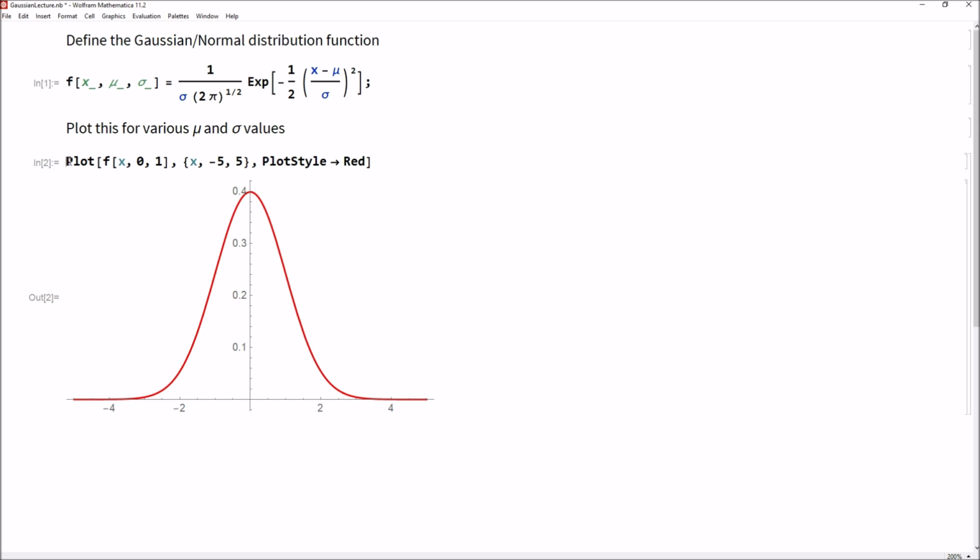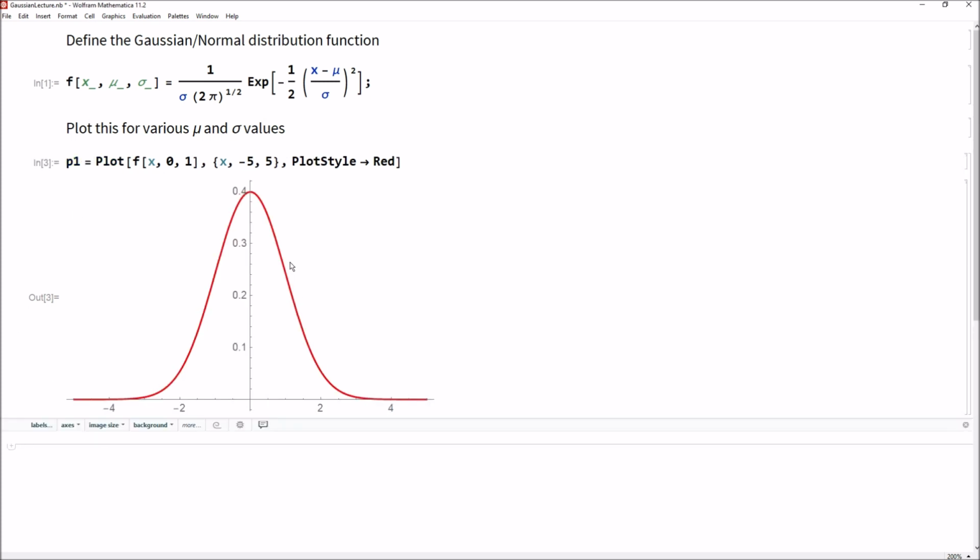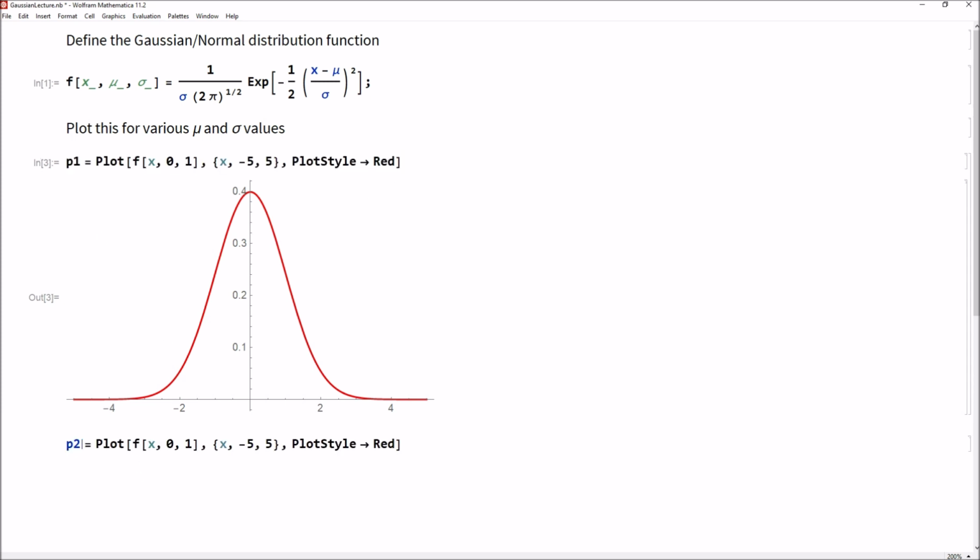Let's call this plot P1, because I want to compare this and make a couple of other plots. So let's copy this and paste it down here. We'll make another plot, P2, and change the mean and the standard deviation just so we can see their effects. Instead of 0, let's move the mean out to 2, and make the standard deviation 1/2 instead of 1, and we'll plot this one in green.